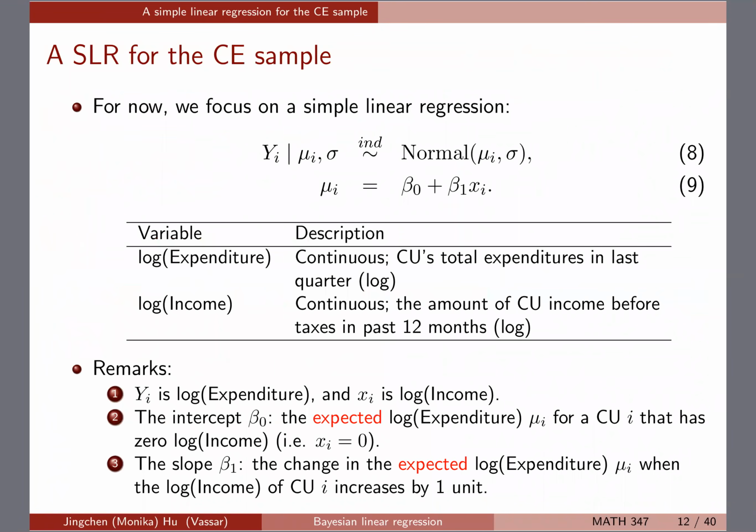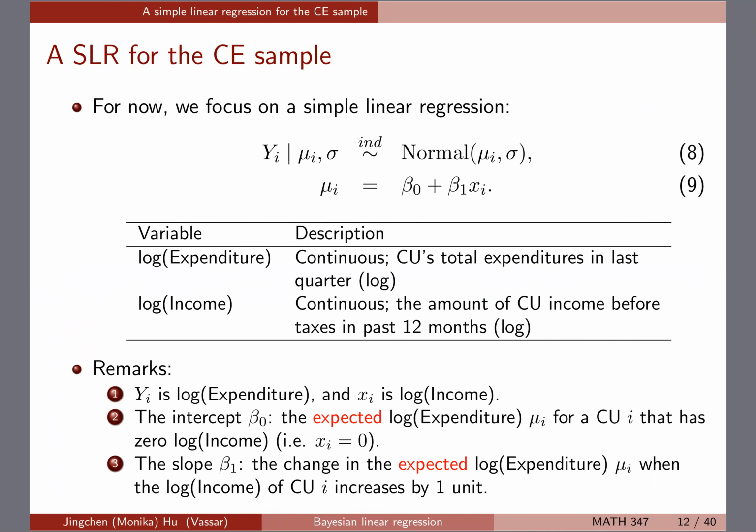So in SLR, simple linear regression for the CE sample, I'm using the notation in terms of equations 8 and 9, but this is really saying the same thing as before, and I provide the table of the description of the two variables that we're working with. And down in the remarks section, I just restate what it means to have the intercept and the slope in the context.